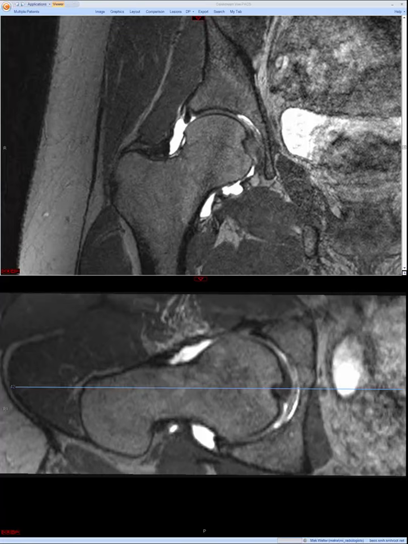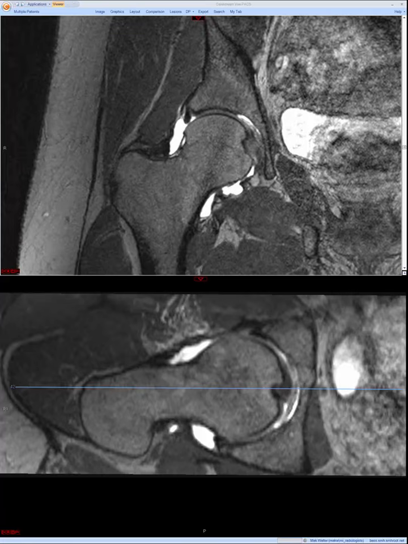So I like to begin my interpretation of the hip by looking at the labrum and then looking at the cartilage of the right hip joint in this case, and then I look for impingement features, and we'll go over what to look for with respect to femoral impingement.